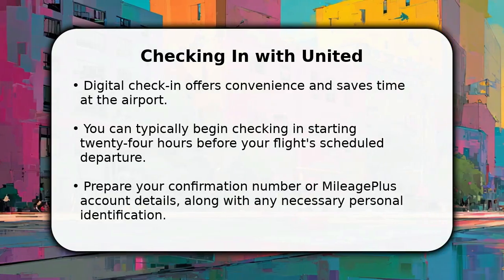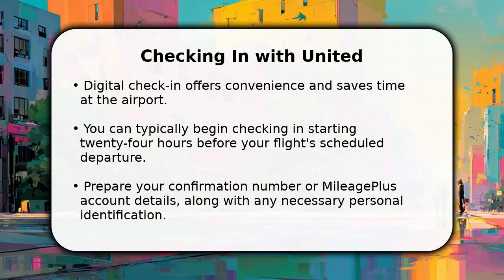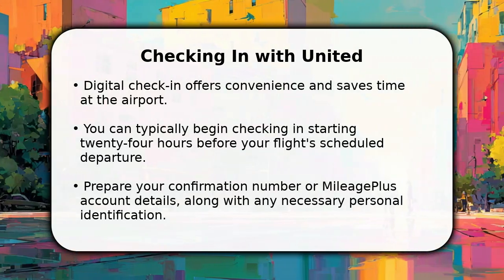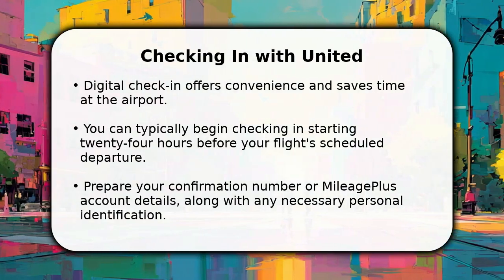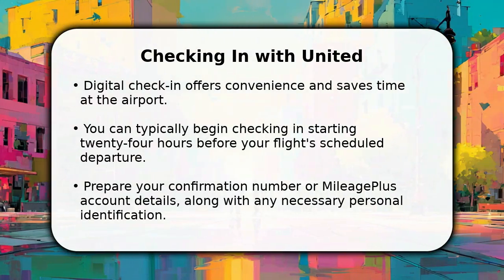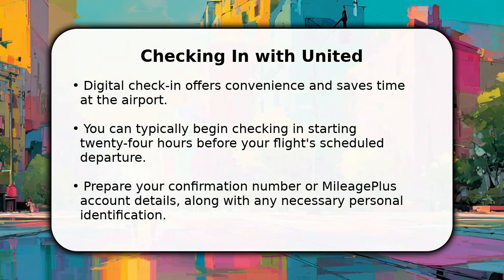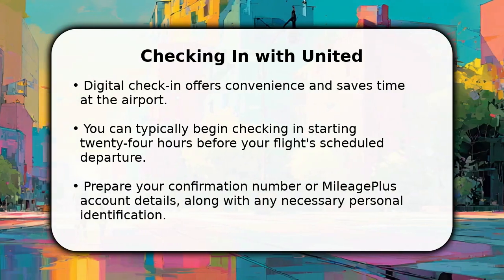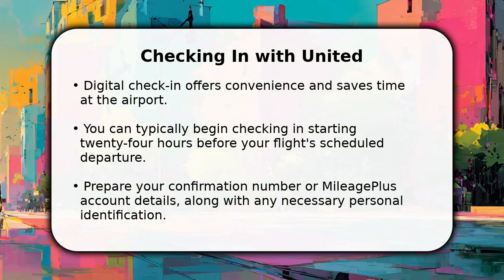In this video, I will explain how to check in with United Airlines, ensuring a smooth start to your journey. You can typically check in starting 24 hours before your scheduled departure. Have your confirmation number or Mileage Plus account details ready, along with any necessary personal identification information. This preparation simplifies the initial steps, saving you valuable time before your flight.